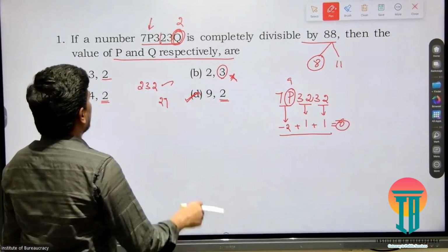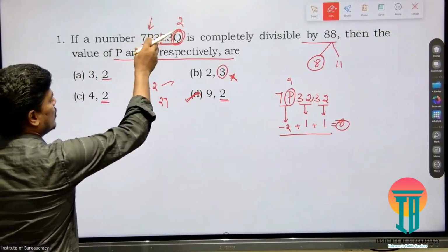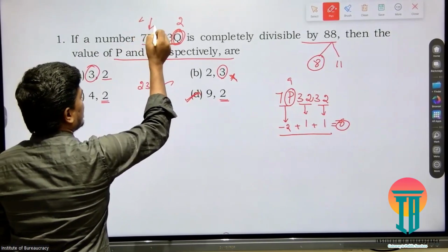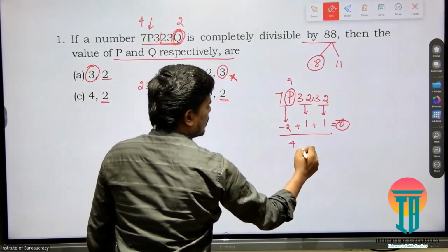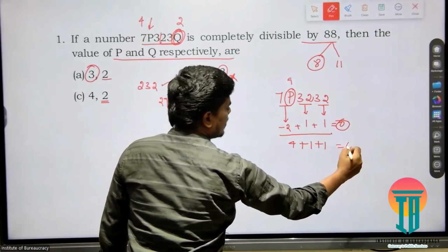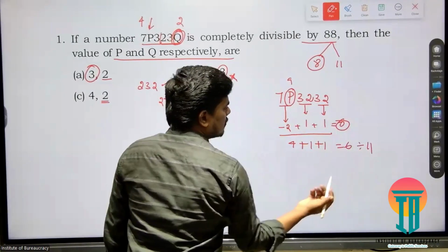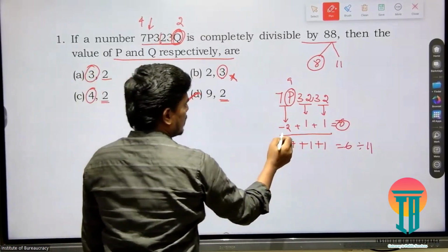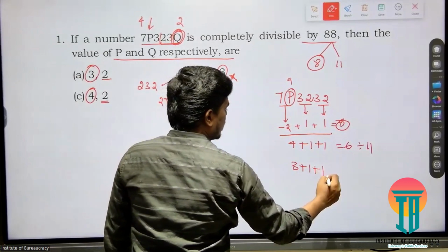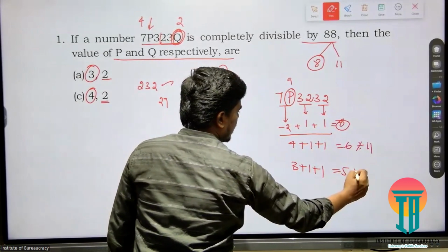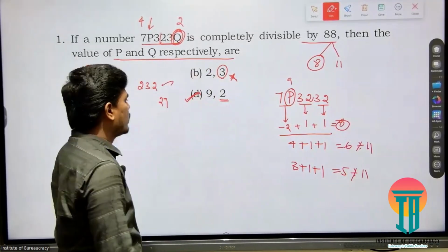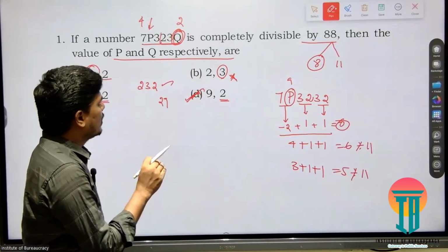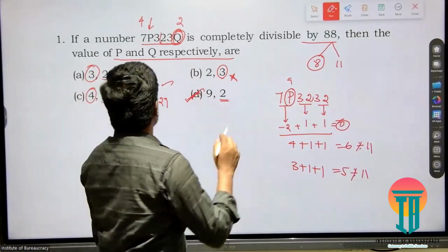Otherwise, you can substitute other values here and verify. If you substitute 3 here, then 7 minus 3 is going to become 4, so it's going to be 4 plus 1 plus 1, which is 6. It is not divisible by 11. Similarly, if you take 4, 7 minus 4 is going to be 3, so 3 plus 1 plus 1 is going to be 5. It is not going to be divisible by 11. The only option is D. D is correct. P value is 9, Q value is 2. Let's go to the other question.